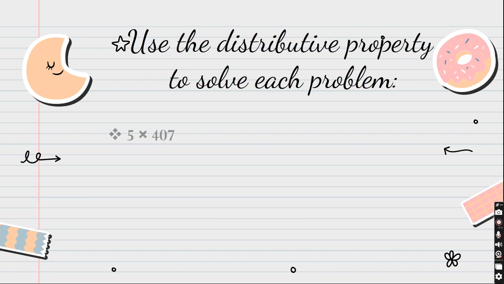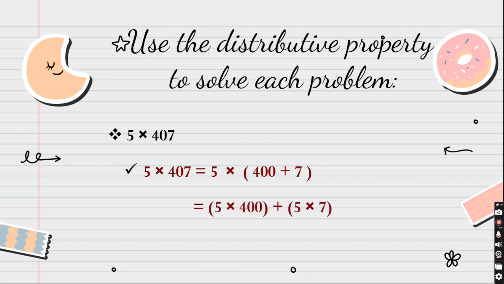Problem number 3, 5 times 407. We decompose the number 407, so it will be 400 plus 7. So 5 times 407 equals 5 times 400 plus 7. Secondly, we multiply 5 times 400 plus 5 times 7. I know that 5 times 400 equals 2000 and 5 times 7 equals 35, and we add the products: 2000 plus 35 equals 2035.